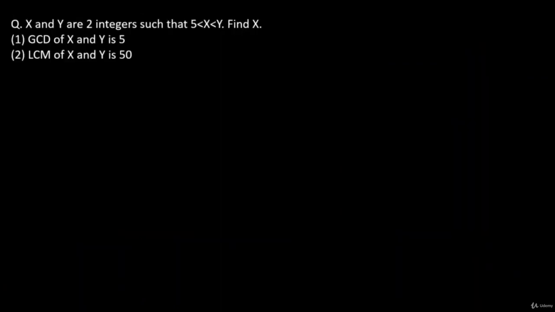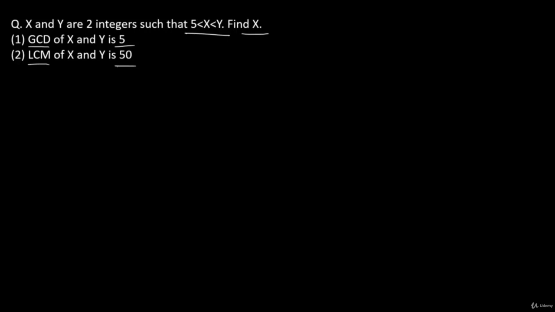Let's do this question. X and y are two integers such that 5 less than x less than y. Find x. Alright, and statement 1 says GCD of x and y is 5 and LCM of x and y is 50. That's statement 2. Pause the video, give it a try, and then let's do it together.